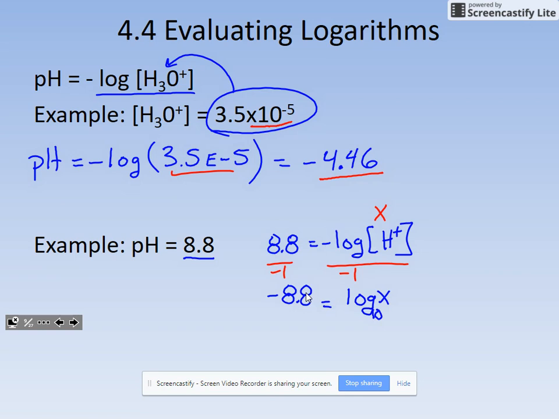So now let's rewrite this in the exponential format. We're saying that this is 10 raised to the power of negative 8.8, and that gives us then x is equal to 1.58, I don't know how many decimals, times 10 to the negative 9.